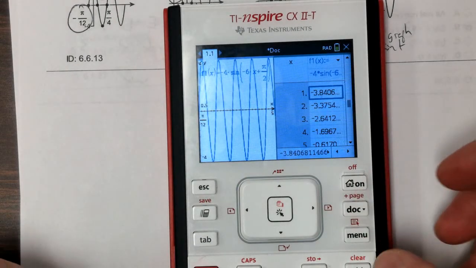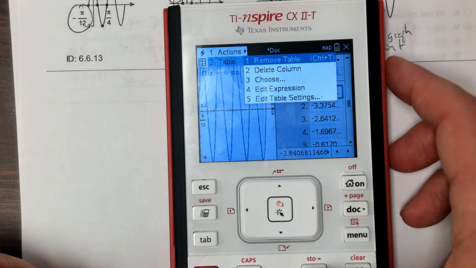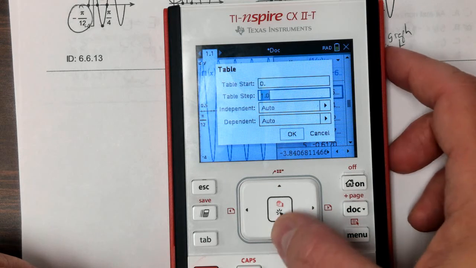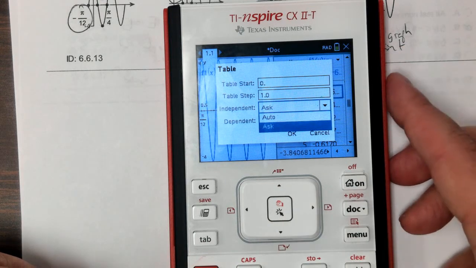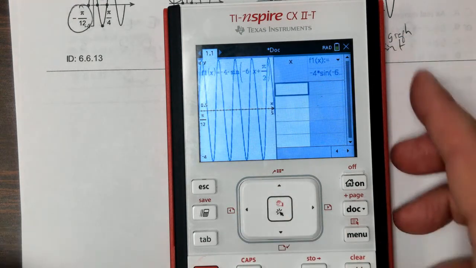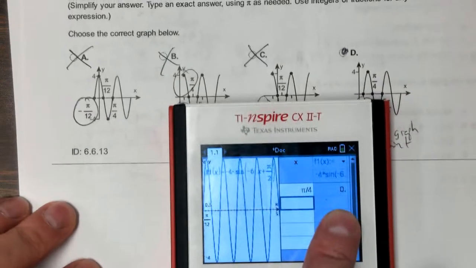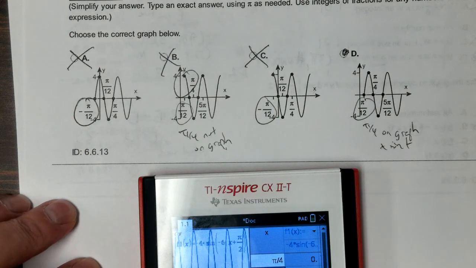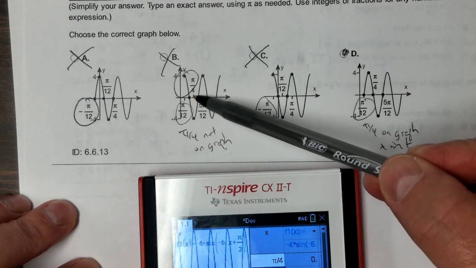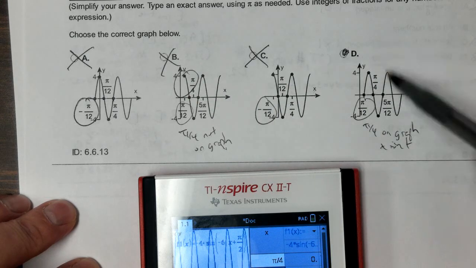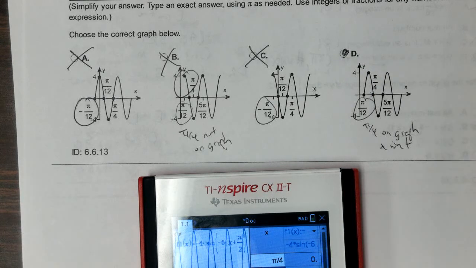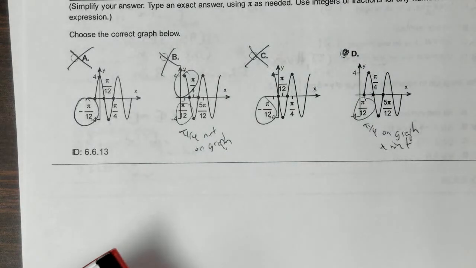go to your settings, change it to ask mode, and go to pi over 4, and it says 0. So this one, pi over 4 is not even listed, like it's not on there, but this one has a dot for pi over 4. So again, that's how you can get it. Any questions?